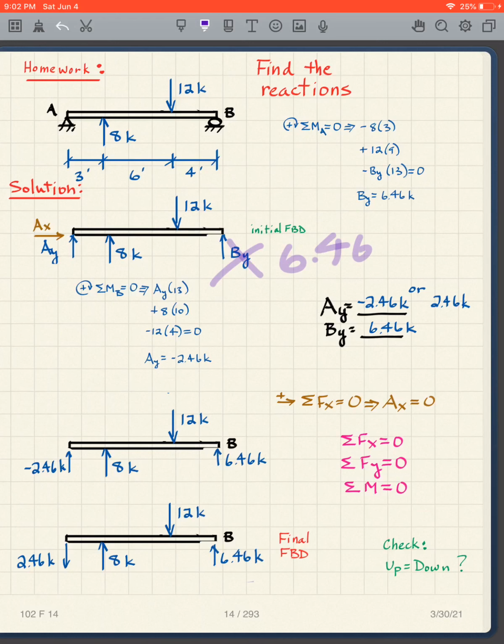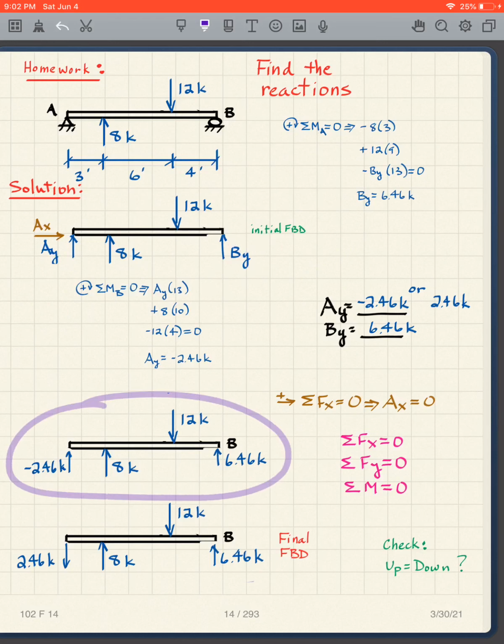Sum of the force in the x direction is 0, so this is 0. So this is good. So get rid of that. But now I cross that off, the AY, and I put in negative 2.46. So I end up with this, but I don't like this negative sign, so you have to eliminate the negative sign or I take points off. So you have to correct it.